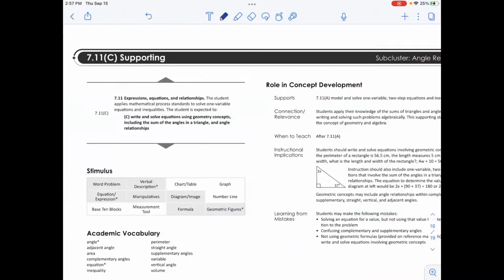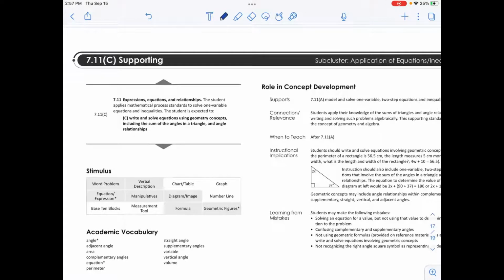7.11C. We have again over here what their prior knowledge is. For 7.11C, there's some academic vocabulary that has not been used on STAAR tests, but students absolutely need to know in order to be able to solve these equations and set these equations up correctly. So for example, they need to know what a complementary and supplementary angle is, what a vertical angle is, a straight angle, of course, what an angle is, the perimeter, the volume.